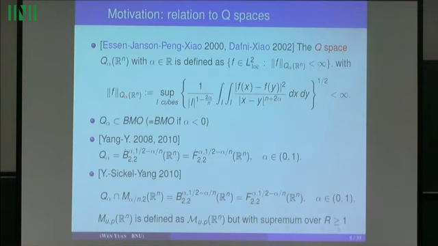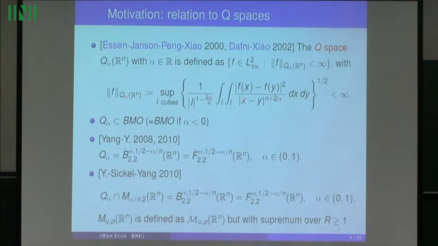As I mentioned before, the motivation to introduce these two scales is to connect the classical Besov and Triebel-Lizorkin spaces to this kind of Q space, which originates from complex analysis in the study of quasi-conformal mappings. The real-valued Q space was introduced in 2000 by these two persons. It is defined in this way by using the difference.